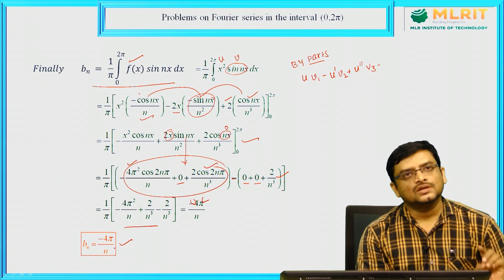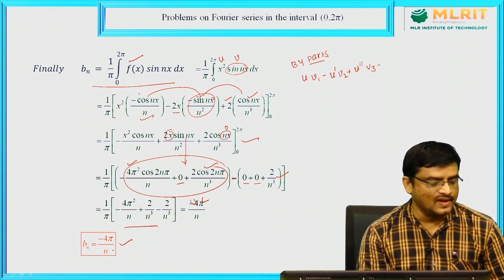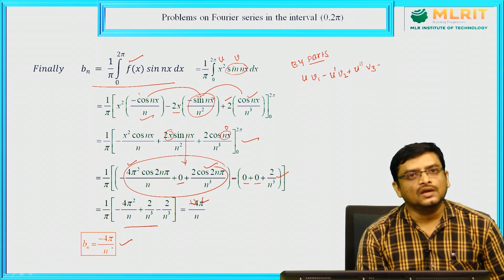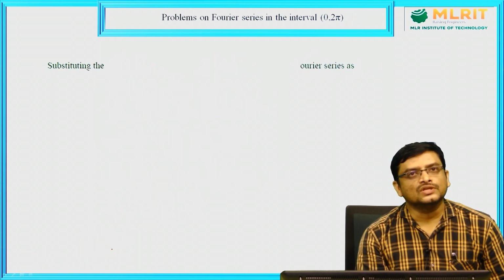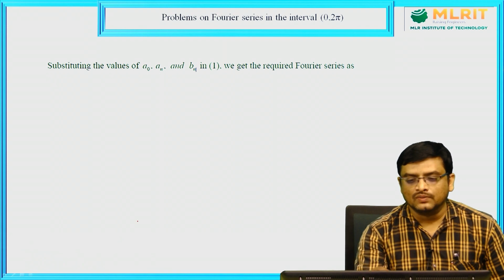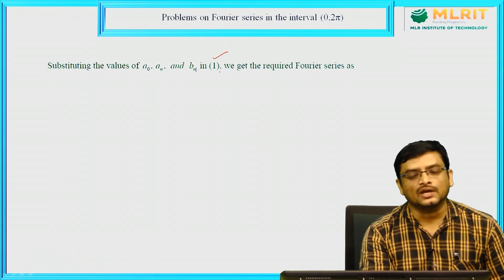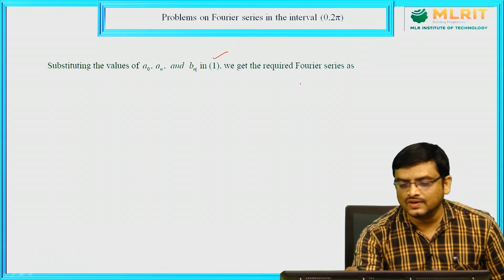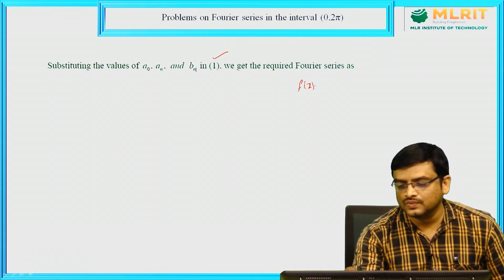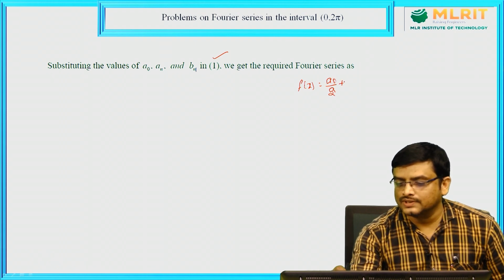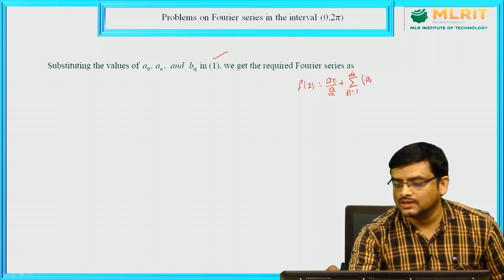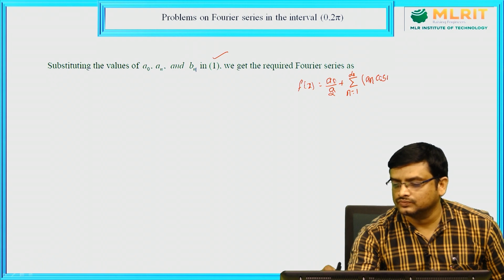Okay, now we got the A0 value, An value and Bn value. Now after finding A0, An and Bn, we are going to substitute those values in equation 1. So our equation 1 is nothing but our Fourier series which I have taken in the beginning. That Fourier series is given as f of x is equal to A0 by 2 plus summation n is equal to 1 to infinity An cos nx plus Bn into sin nx.